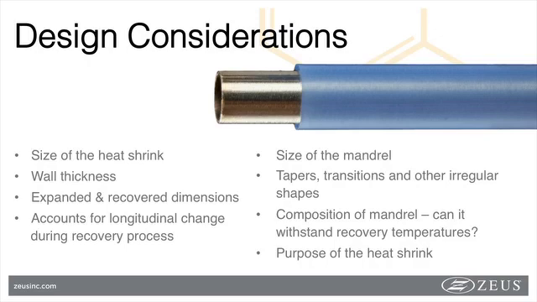Size of your mandrel and all of its dimensions are attributes to consider during the sizing step of the process. Whether the mandrel has any tapers, transitions, or other irregular shapes which may need to be covered is of utmost importance. Most heat shrinks will create a very tight barrier layer when sized appropriately.